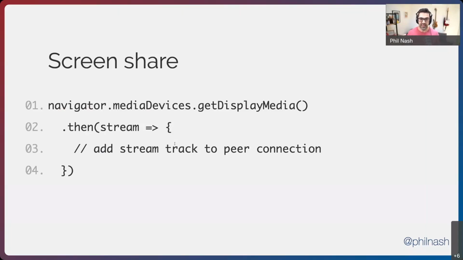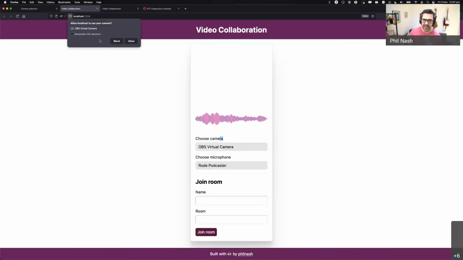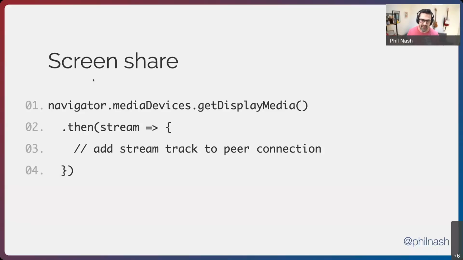Get display media will trigger a permissions dialog. And most importantly, whilst it is possible in Firefox, if I just do this, it's probably a little bit small because it's part of the UI here, but there's a little checkbox there saying, remember this decision. You can have the browser remember that the site is allowed to access this camera. But when we're dealing with get display media and the screen, that permissions dialog will always pop up. There is no remember this.